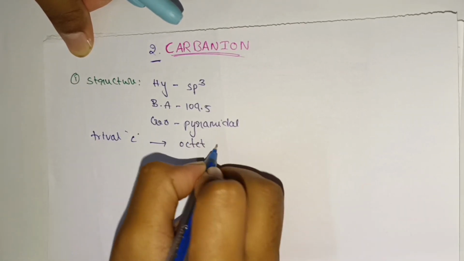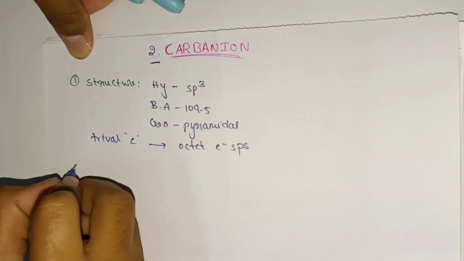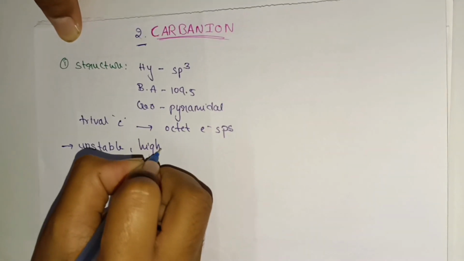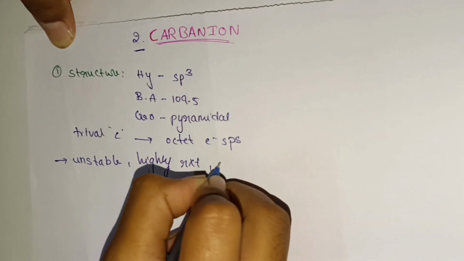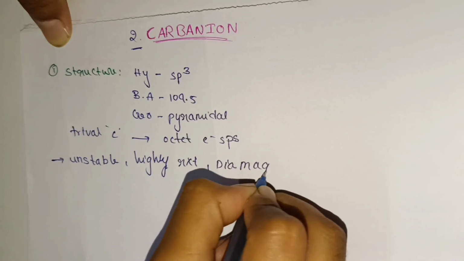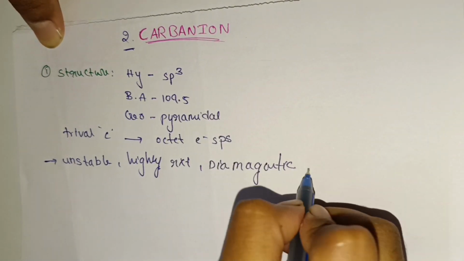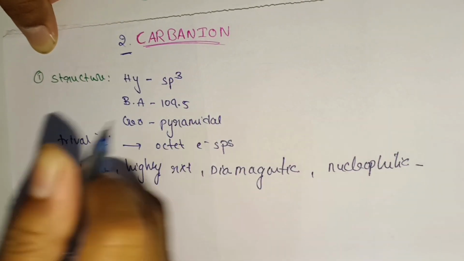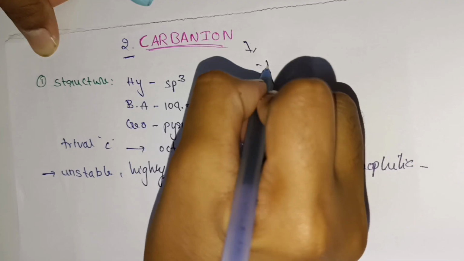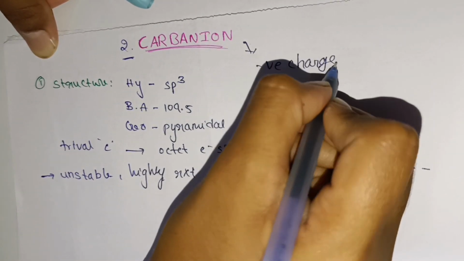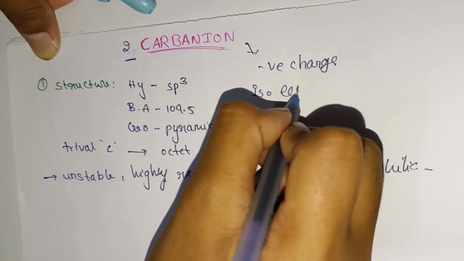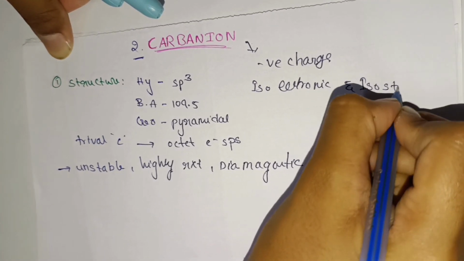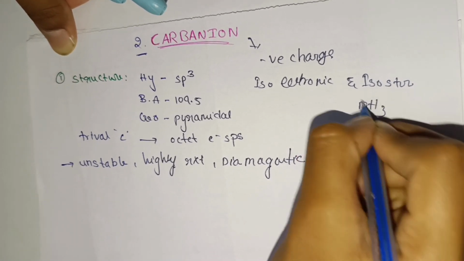It has an octet electronic species. It is unstable, highly reactive, with diamagnetic nature. This is nucleophilic in character. Carbanion means it carries a negative charge. This is isoelectronic and isostructural with ammonia.